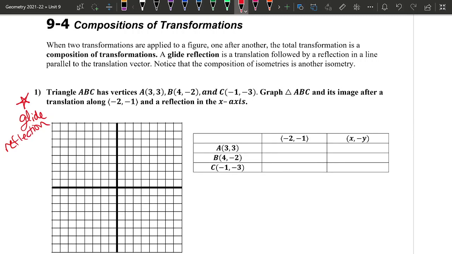is when you do a translation and then a reflection. It's a glide reflection, because the glide is the slide or the translation.